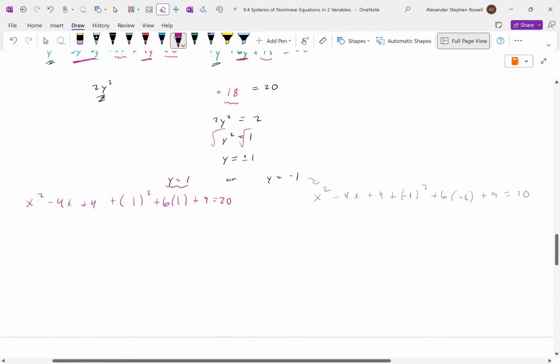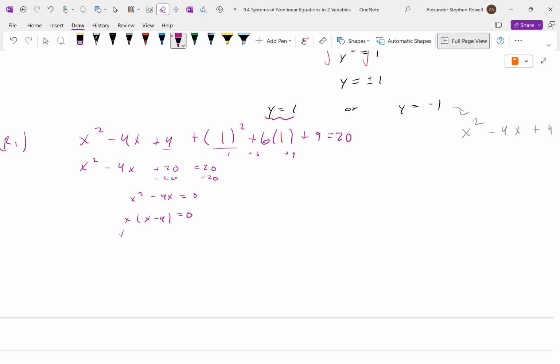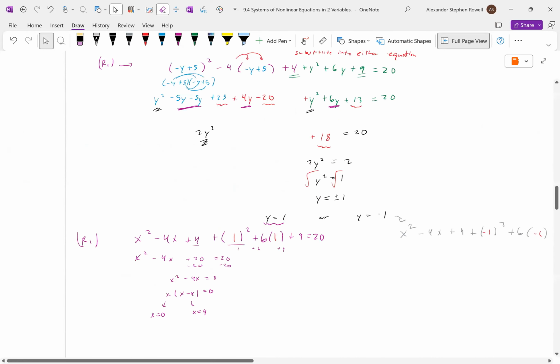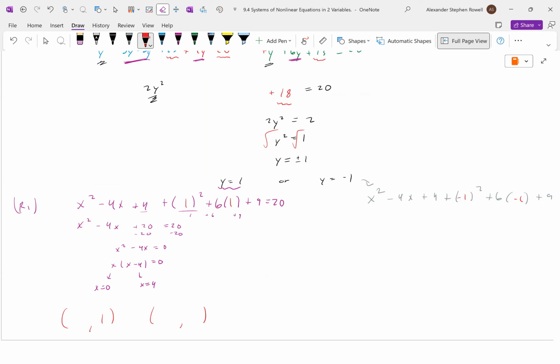Okay, so I'll solve the purple one first. When y is 1, x squared minus 4x, and then I get, what is this? 1 plus 6 plus 9. 16 plus 4 is 20. Is that right? So x squared minus 4x is equal to 0. X times x minus 4 is equal to 0. So x is equal to 0 or x is equal to 4. Am I making errors here? Okay, so when y is equal to 1, I have 2 corresponding x values. I have x is 0 or x is 4.